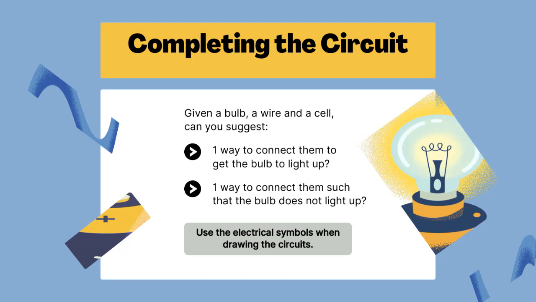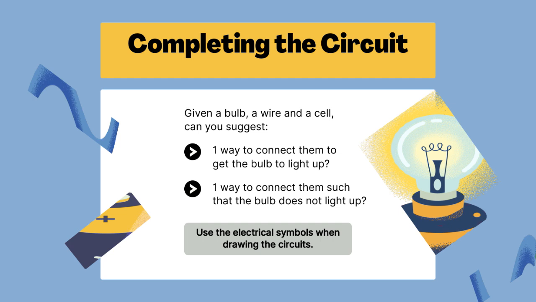Let's think about how to connect these components so that the bulb does not light up. If we want to prevent the bulb from lighting, we could, for example, connect the wire in a way that breaks the circuit. Remember, for electricity to flow and light the bulb, the circuit must be complete. If there's a break somewhere, like a disconnected wire or an open switch, the current can't pass through and the bulb stays off.